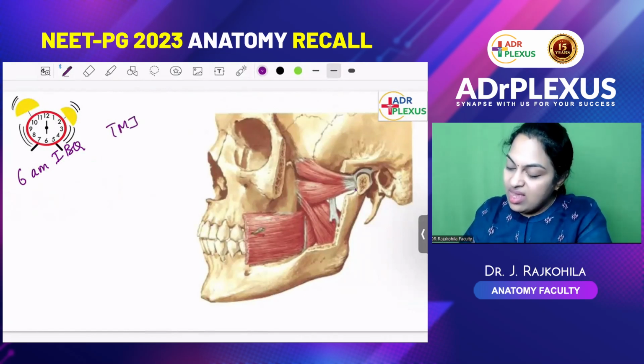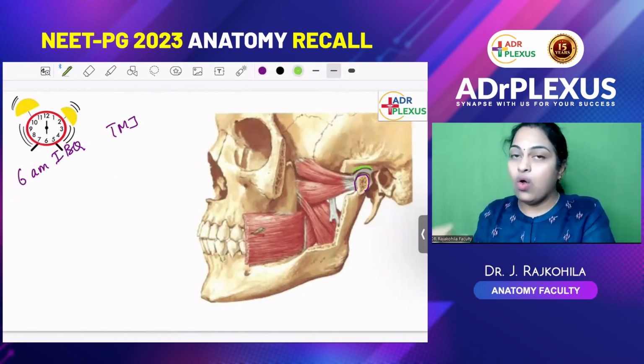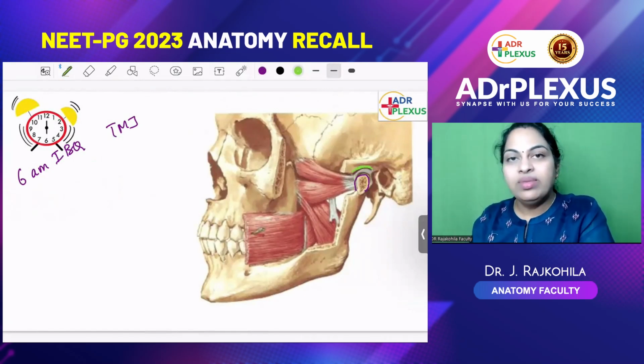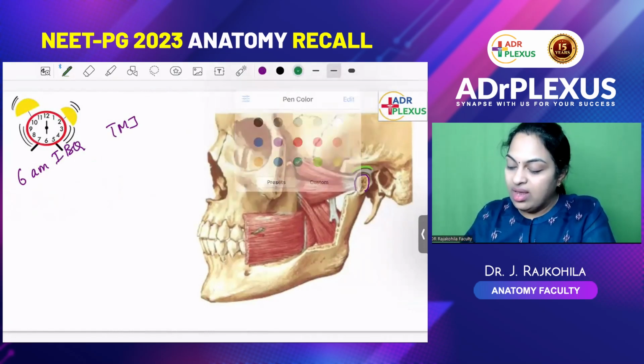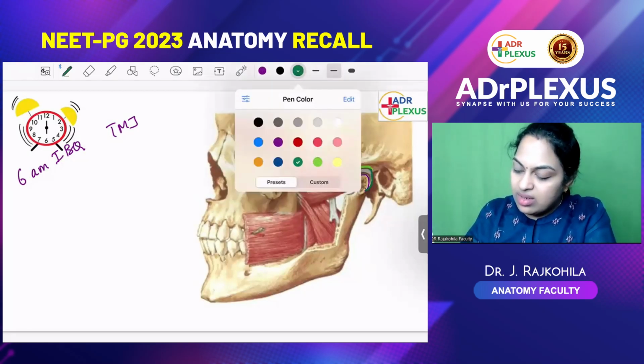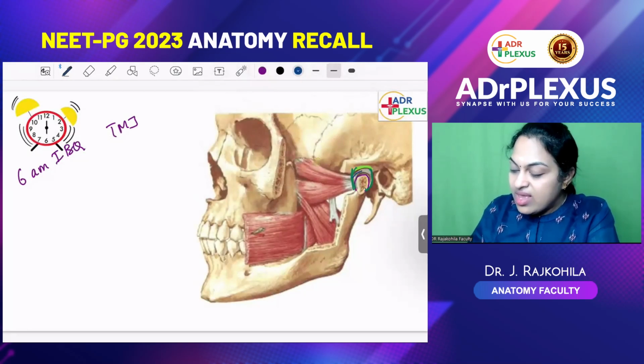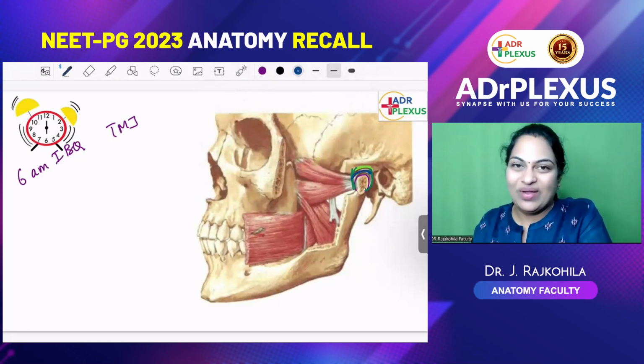You can see the condyle of the mandible, which is going to articulate with the glenoid fossa of the temporal bone to form the temporomandibular joint. Can you appreciate the capsule here? This is the capsule of the temporomandibular joint. And something you see within, I'll take a different color, this is the intra-articular disc of the temporomandibular joint.